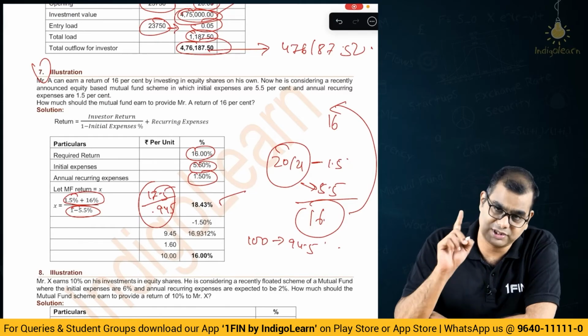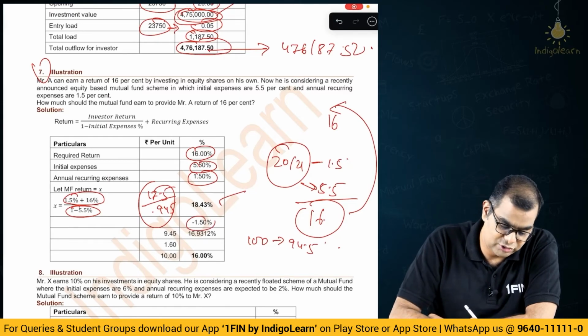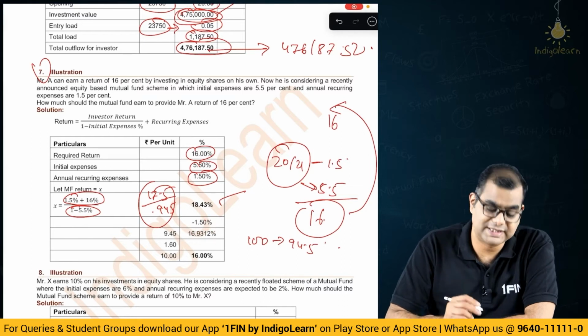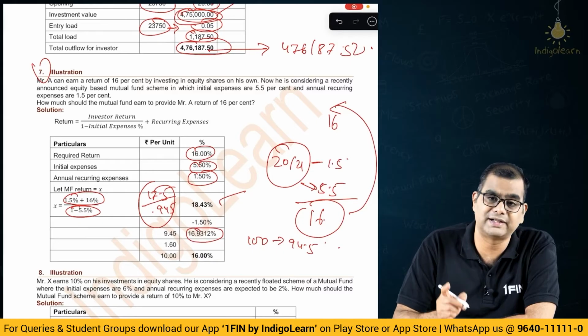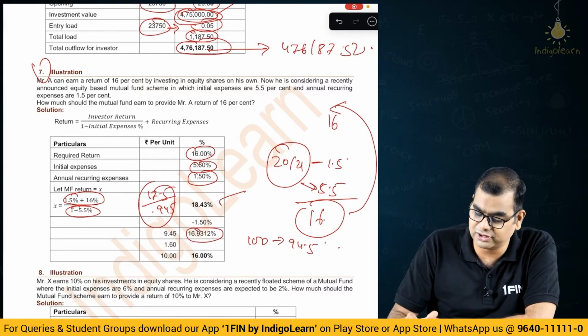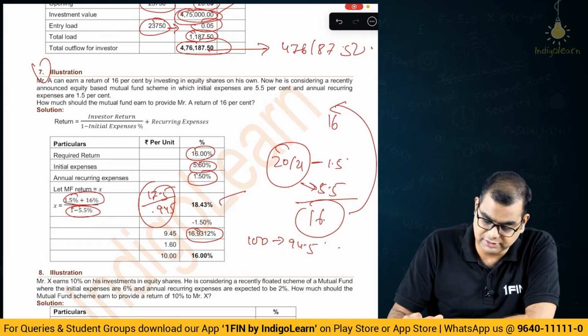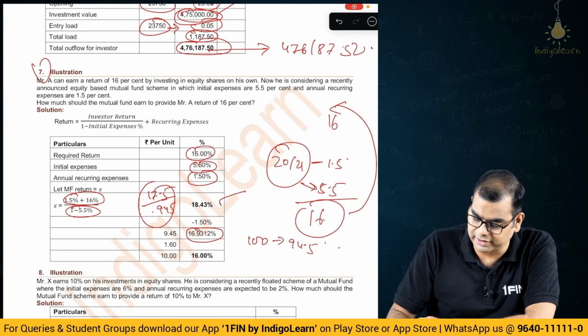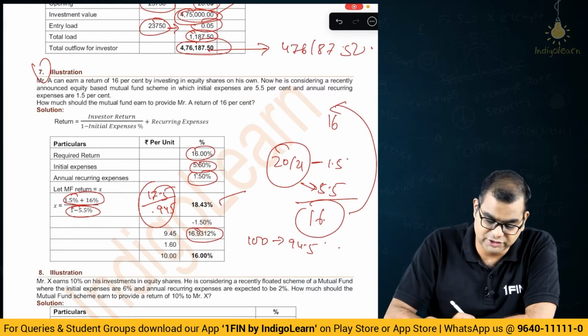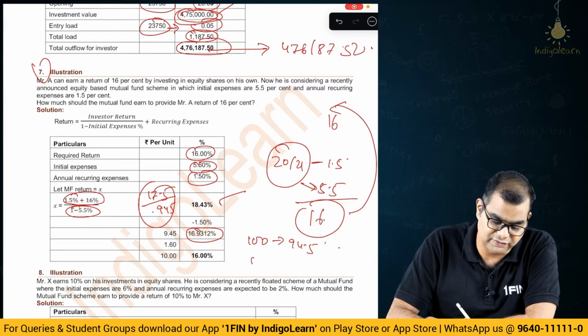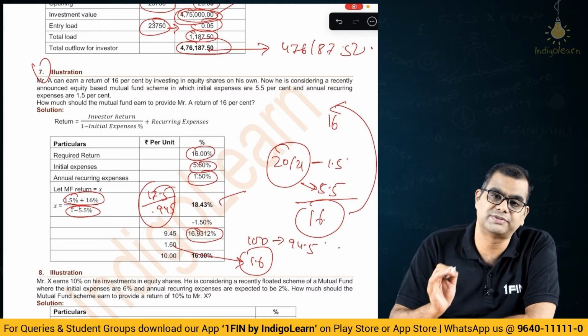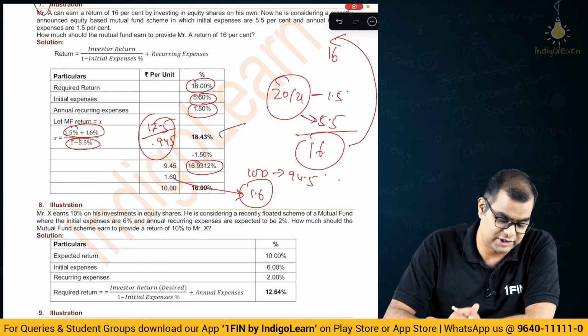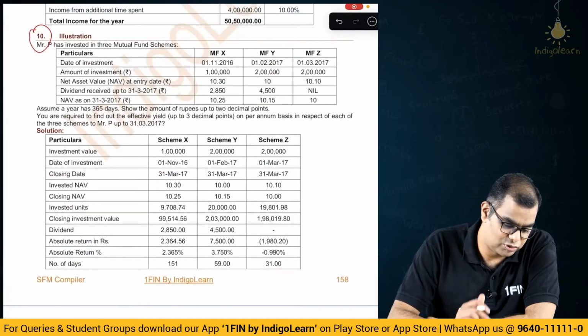This 18.43% is what the mutual fund should earn. Then you subtract that 1.5%, you basically arrive at 16.9312%. So, the 16.9312% is the return that you get on 94.5. So, what is the actual return? 16.9312 divided by 100 into 9.45. So, you actually get a value which is 1.59999, which is 1.6. You basically get 1.6 as the return for 10 rupees that you invested, which basically works out to 16%. Interesting question, it's a slightly twisted question as well. Let us move to the next one.